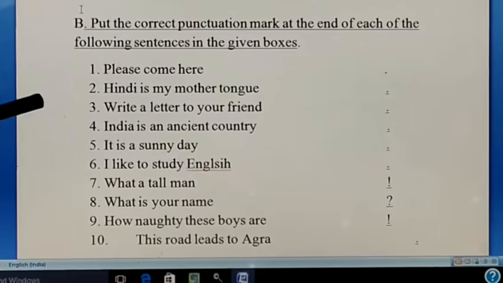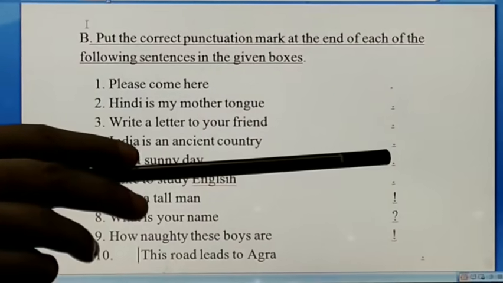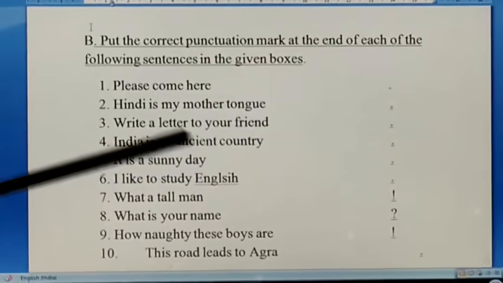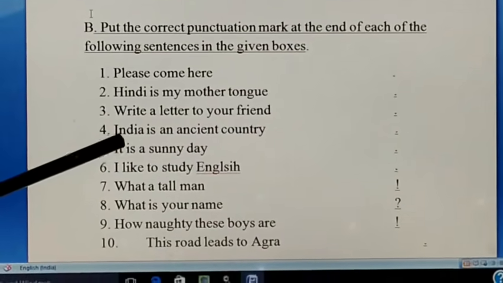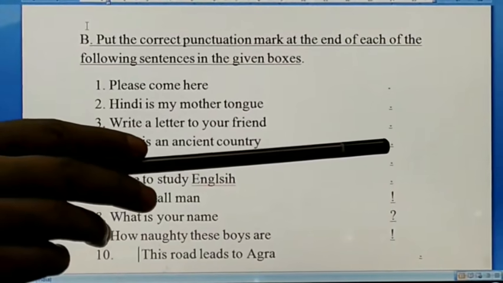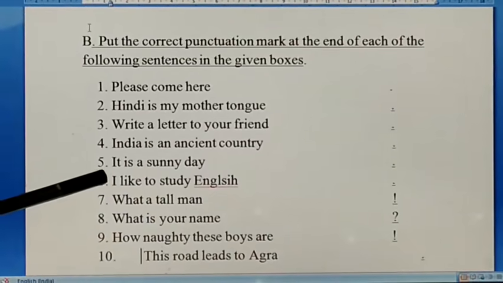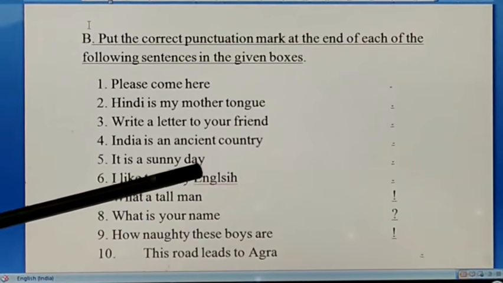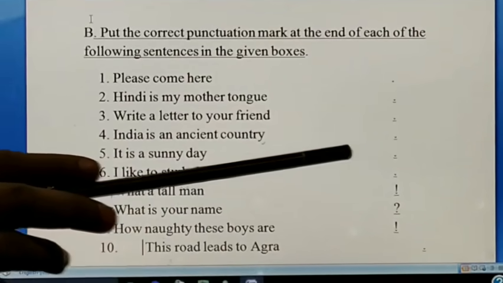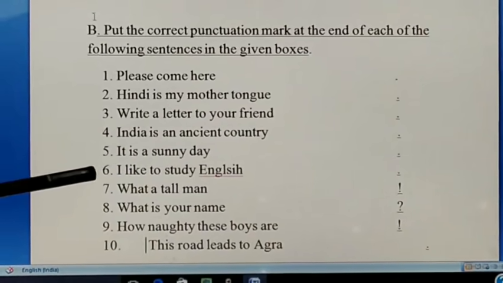Good. Number 3, write a letter to your friend. Full stop. Have you written full stop in the box? Yes, good. Number 4, India is an Asian country. Full stop. Have you written full stop? Yes, good. It is a sunny day. Full stop. Have you written full stop? Yes, it's a statement, an assertive sentence. So you have to write a full stop.